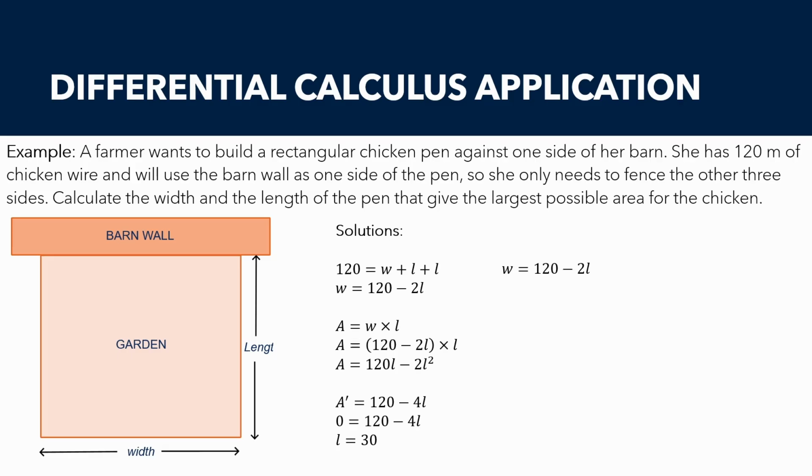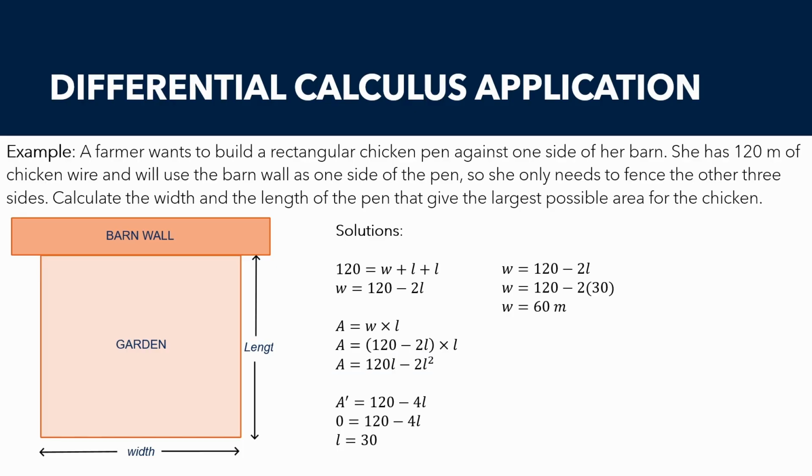Now, I know that width is equal to 120 minus 2L. That is my initial formula that I've constructed. I need to substitute in the length that I found here to get the width. And substituting in the 30, I get width is equal to 120 minus 2 multiplied by 30, which gives me a width of 60 meters.